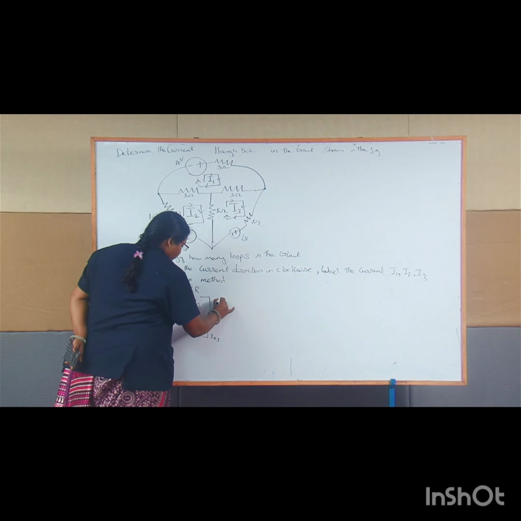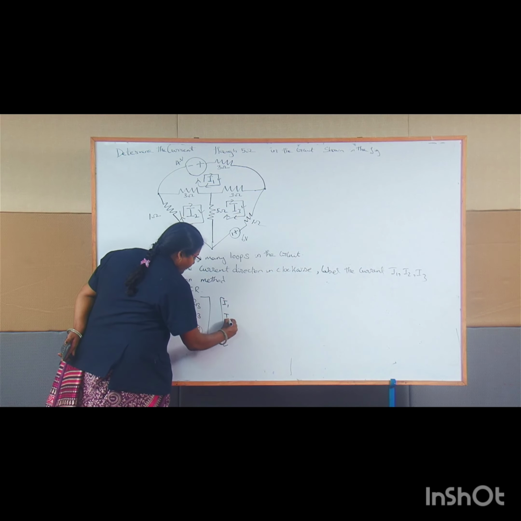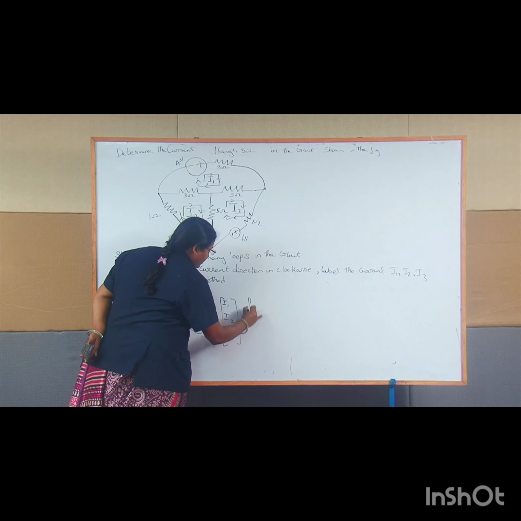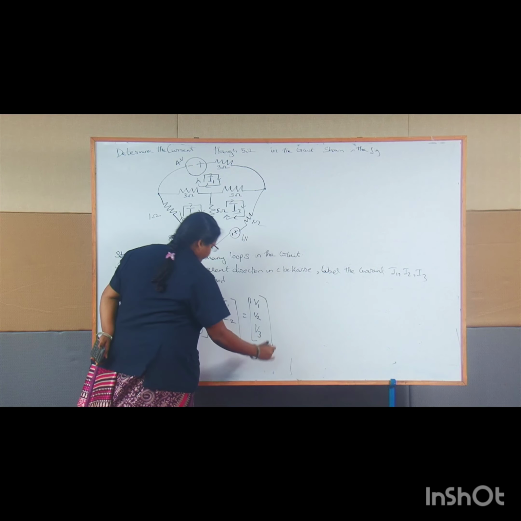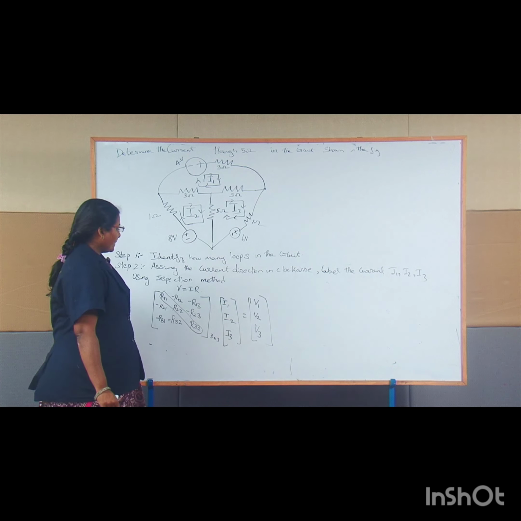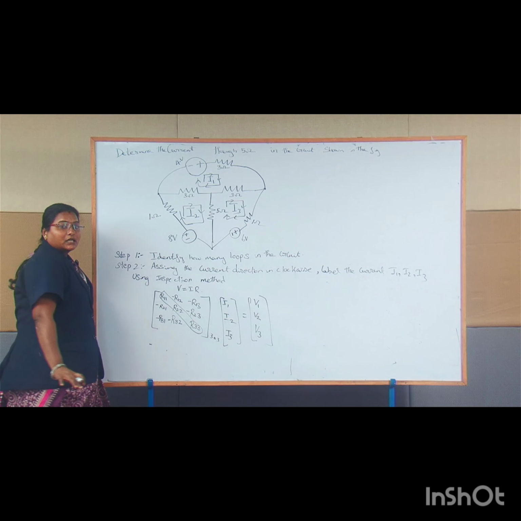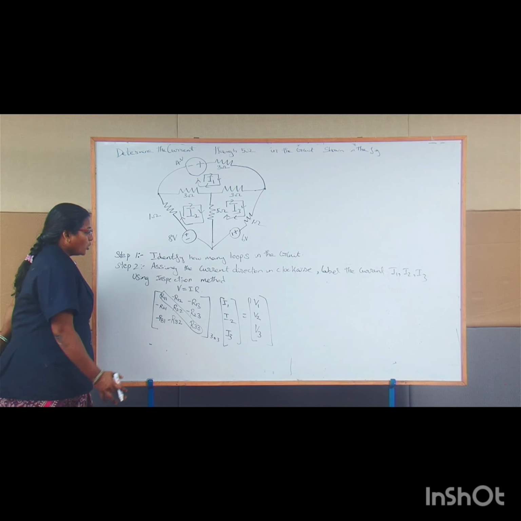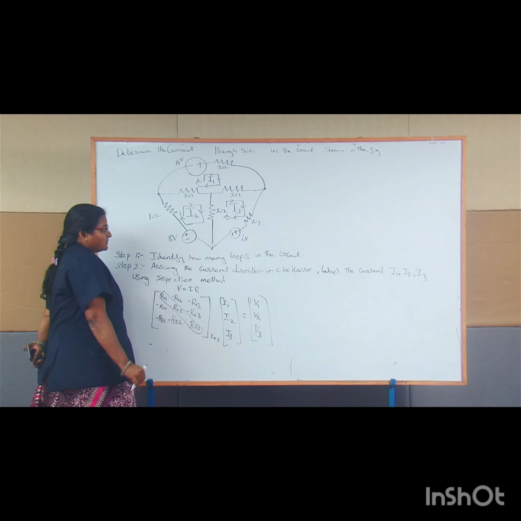Then I1, I2, I3 equal to V1, V2, V3. We just formed the matrix using the inspection method. We are going to fill the parameters.